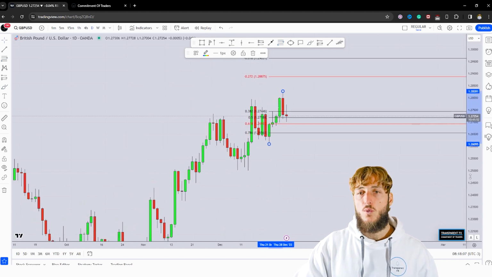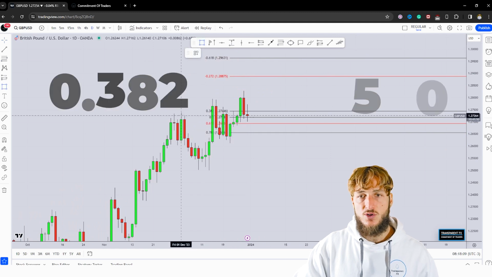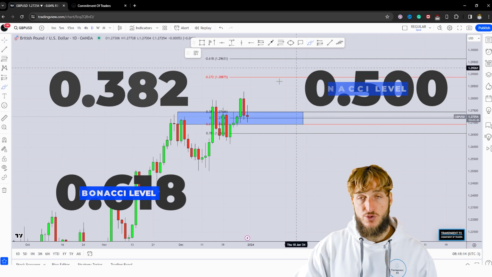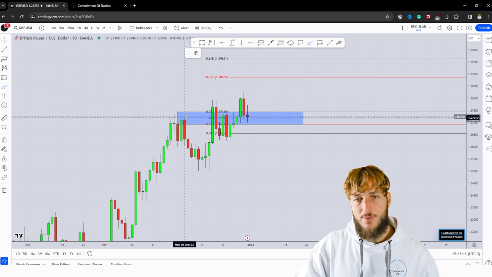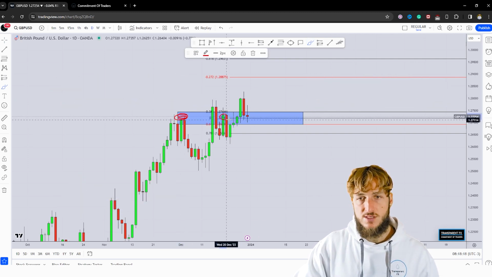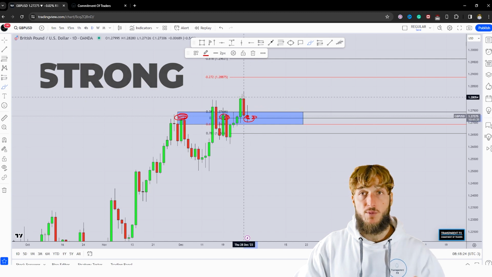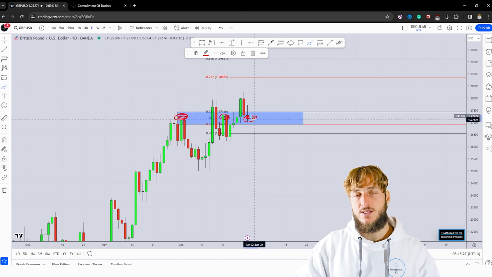And if we do that, what we can notice here is that we have a 0.382, 50% and 0.618 Fibonacci retracement levels that are lining up exactly with this previous daily resistance that was resistance here and again here, which has now turned support at this level after the market broke it to the upside, because what we know is that previous resistance, once it gets broken to the upside, becomes support.